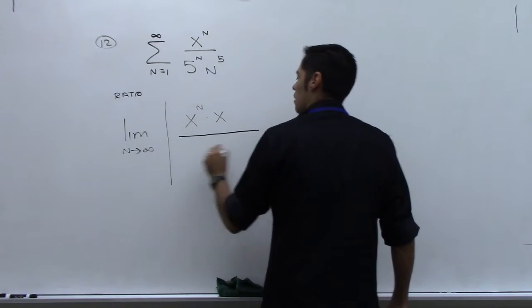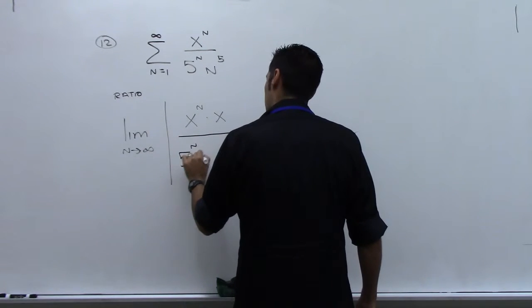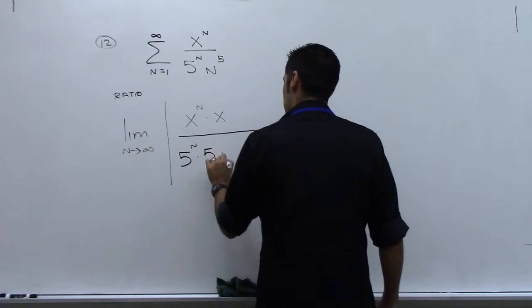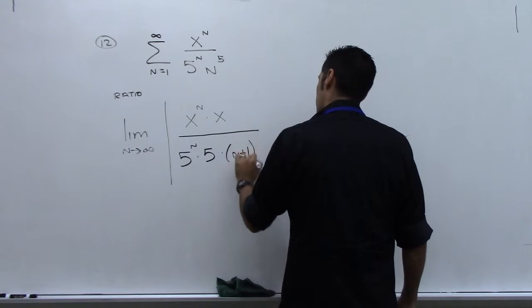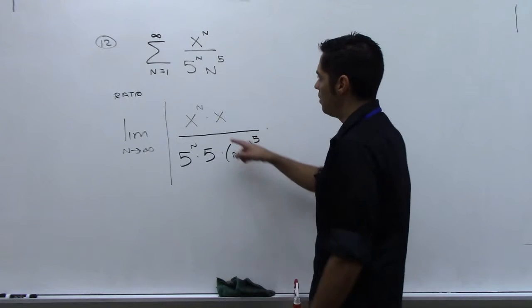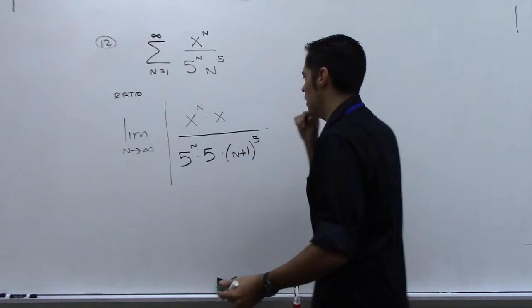Over 5 to the n times 5, times n plus 1 to the 5th power. That's just replacing all of the n's with n plus 1s. We've done this so many times now.